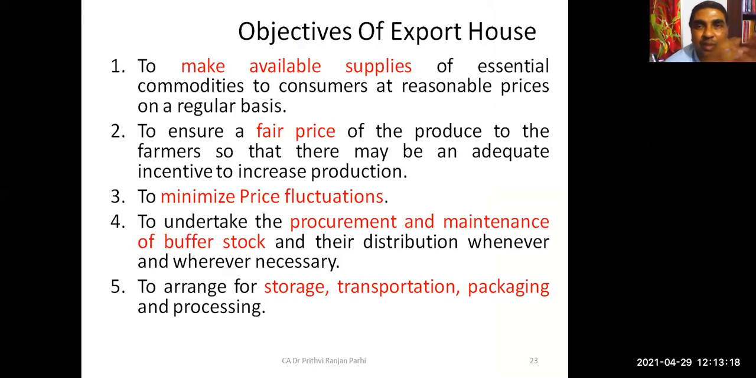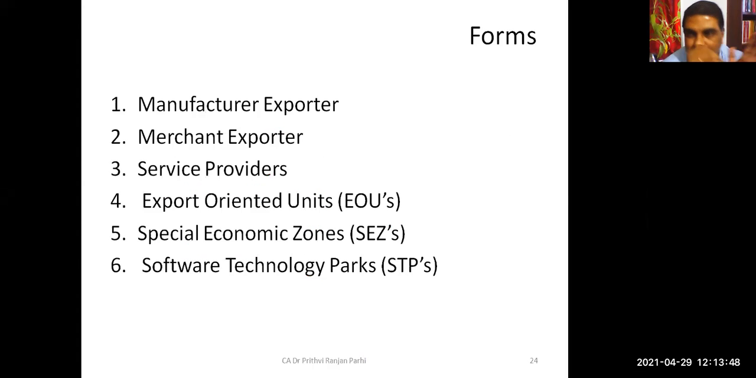The objective of these export houses is that they will make available supplies of essential commodities to consumers at a reasonable price on a regular basis. They will ensure a fair price for the produce and minimize price fluctuation. They will undertake the procurement and maintenance of buffer stocks, so some stock will be readily available. They will arrange for storage, transportation, packaging, and processing. These are the objectives for which export houses are formed.